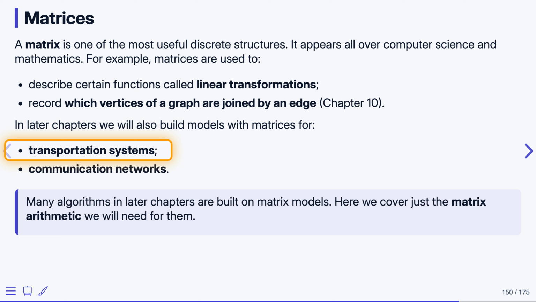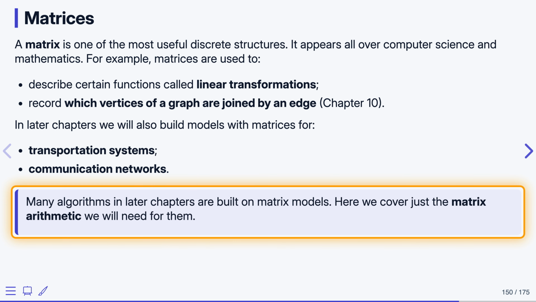Later, we will also model transportation systems with matrices. And communication networks too. Many of the algorithms in this course rest on matrix models. So in this section, we learn just the matrix arithmetic that we will need. Take it slowly. Each idea is small, and they build on each other.